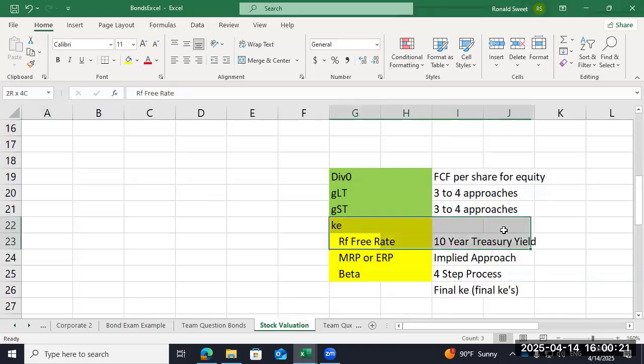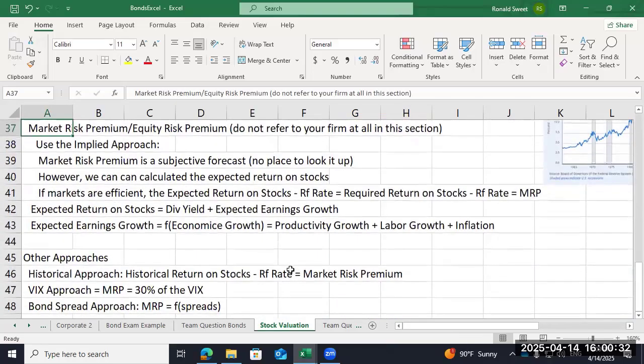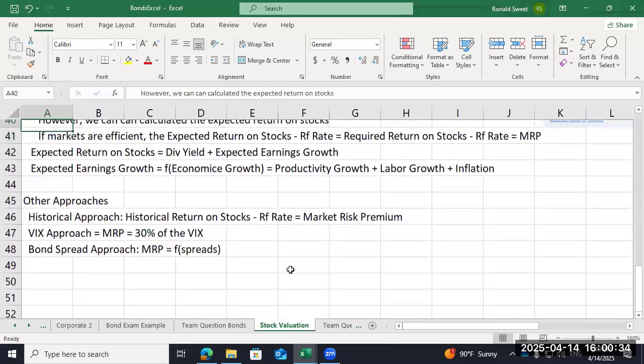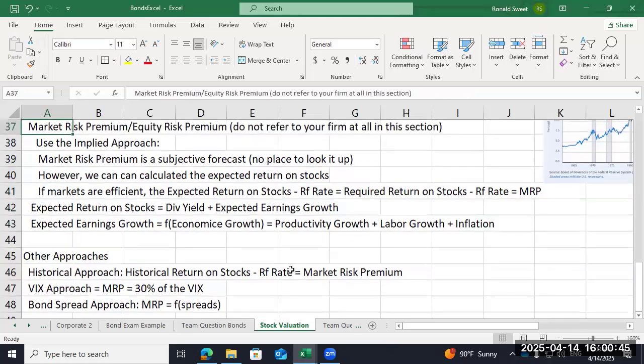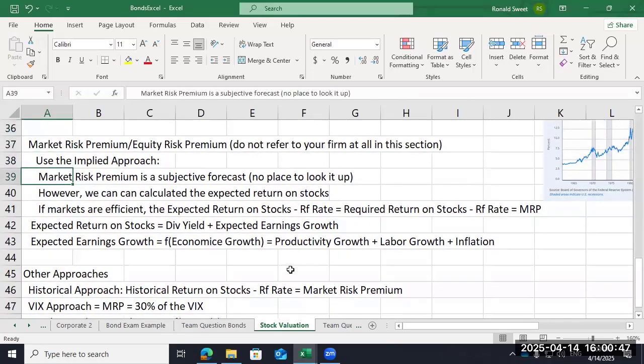So last class, we covered the risk-free rate in the capital asset pricing model. That's really, really straightforward. Now we're talking about the market risk premium. And I'm saying you're going to use the implied approach. Last class, we said there are other approaches out there. When I started my career, everybody was using the historical approach. There are other approaches out there, but the implied approach has really taken over.